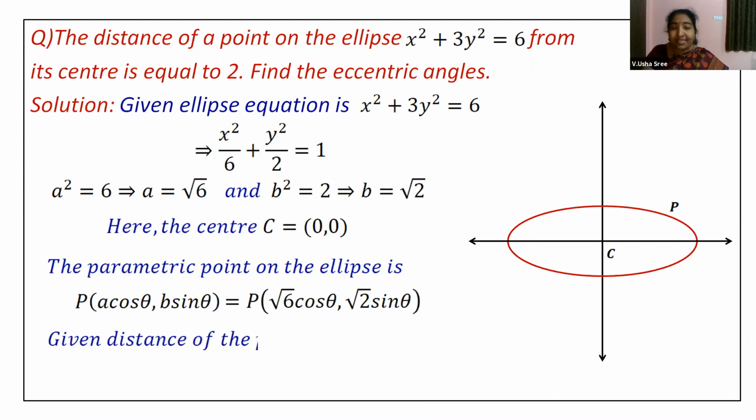Then what is that you are given with? The distance of the point from the center is 2. That means CP is given as 2. Okay, we'll just go with further explanation for this.